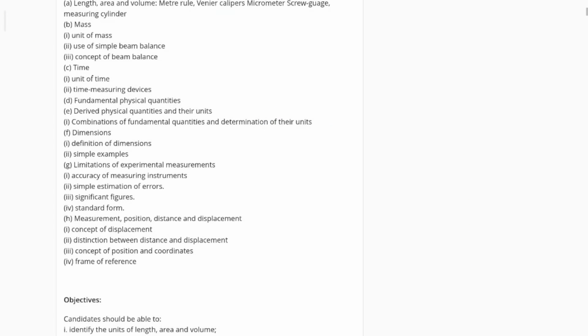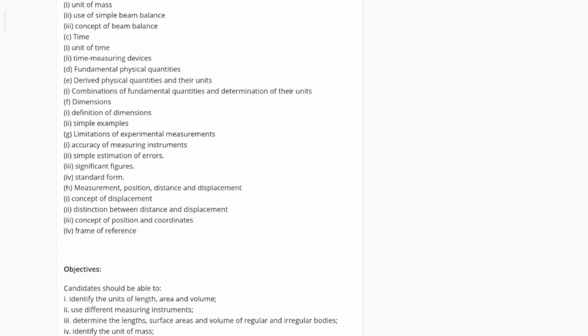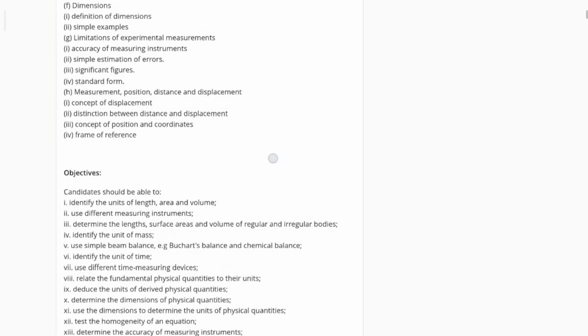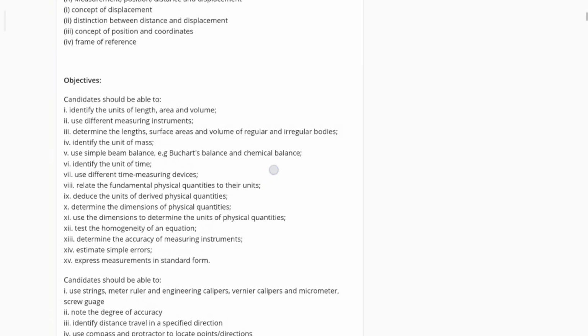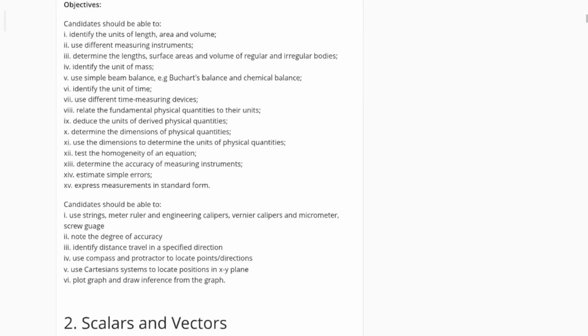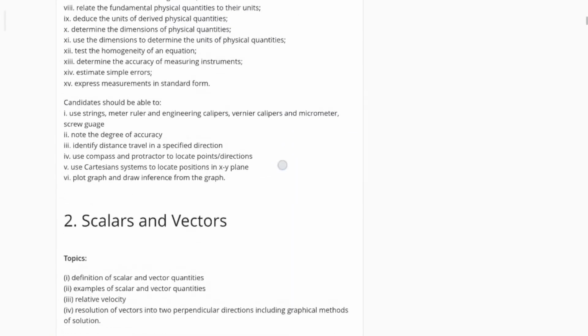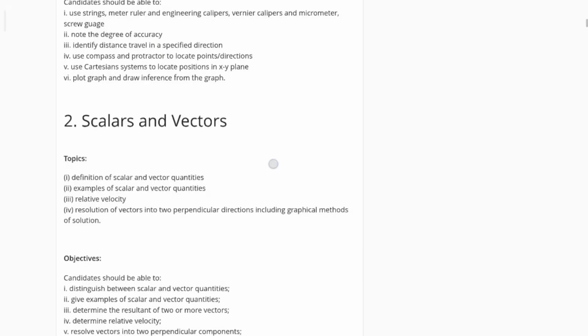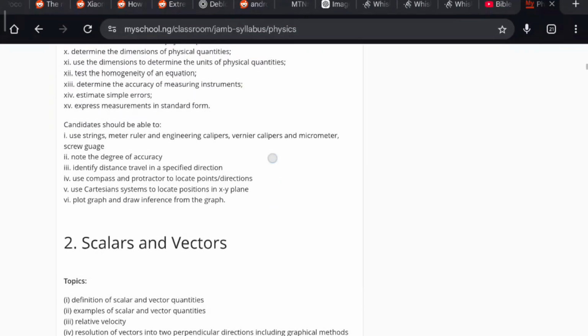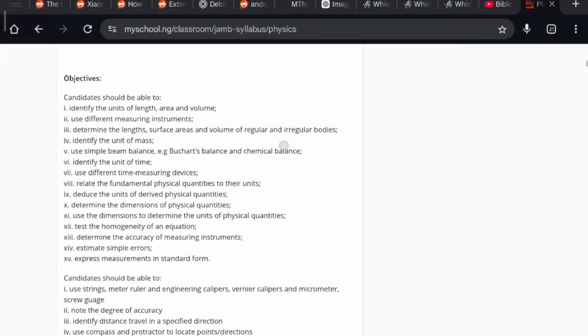So you can see that they are just reproducing, recycling past questions, and then they are naming them 2026 past questions or 2027 past questions. I hope this part is clear to you. But you can set questions for yourself.